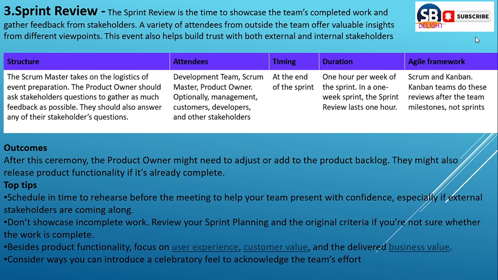Timing means at the end of the sprint. Duration means 1 hour per week of the sprint; if it is a 1 week sprint, the sprint review lasts 1 hour. Agile frameworks means Scrum and Kanban. Kanban teams do this review after a team milestone, not sprints. Let's see what the outcomes are. After this ceremony, the Product Owner might need to adjust or add to the product backlog. They might also release product functionality that is already completed.